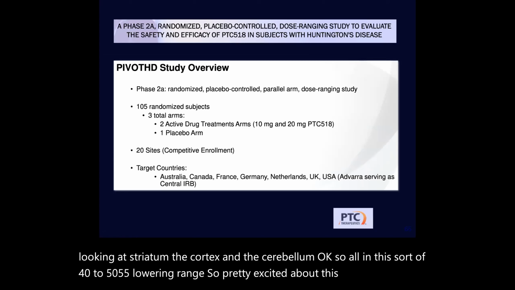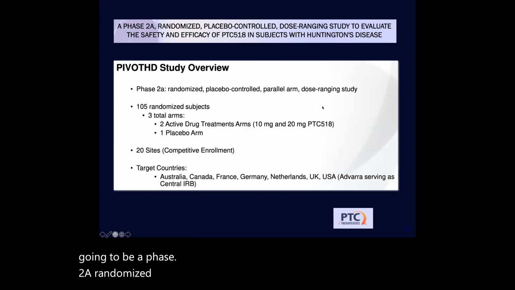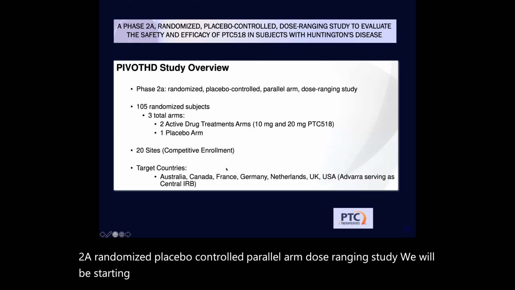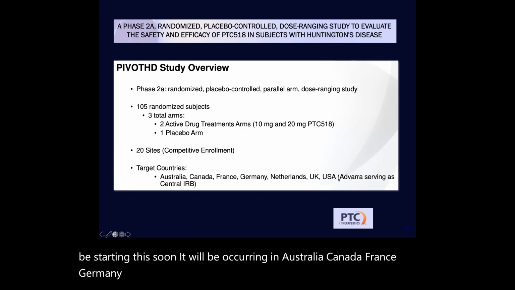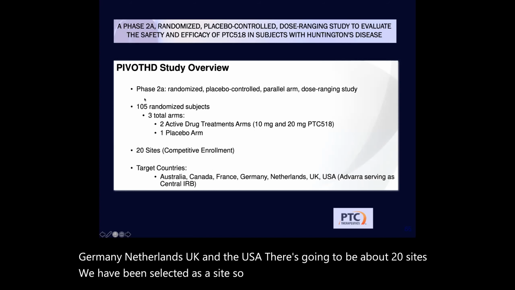This is going to be a phase 2A randomized placebo-controlled parallel arm dose ranging study. We will be starting this soon. It will be occurring in Australia, Canada, France, Germany, Netherlands, UK, and the USA. There's going to be about 20 sites. We have been selected as a site, so we're pretty excited about that.